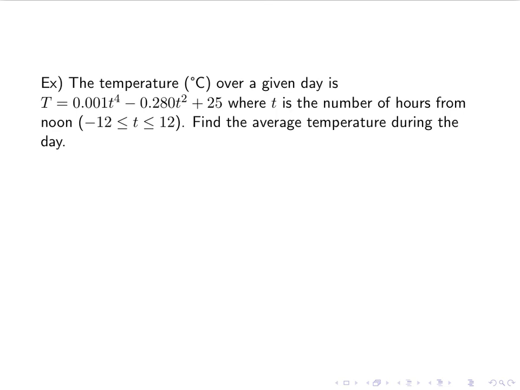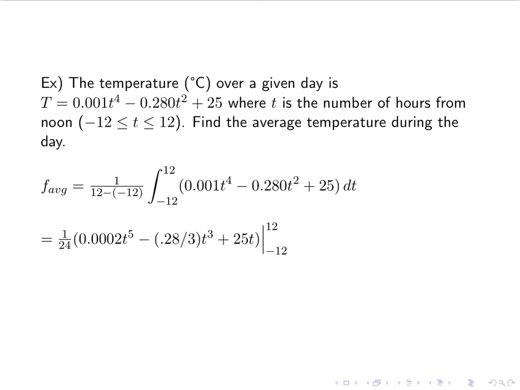So the temperature in degrees Celsius over a given day is given roughly by capital T for temperature equals 0.001 lowercase t to the fourth minus 0.280 t squared plus 25, where lowercase t is the number of hours from noon. So t goes from -12 to 12. We want to find the average temperature during the day. So we're going to set it up. It's 1 over 12 minus -12, so 1 over b minus a. The integral from -12 to 12 of our function, dt, where t is our variable.